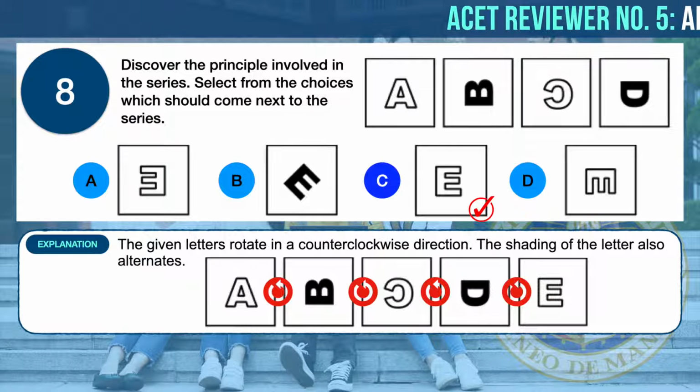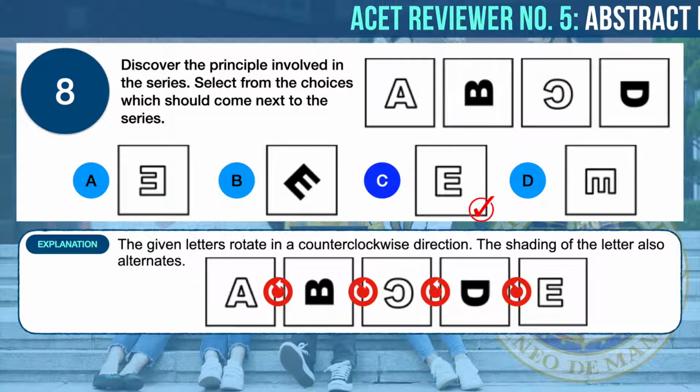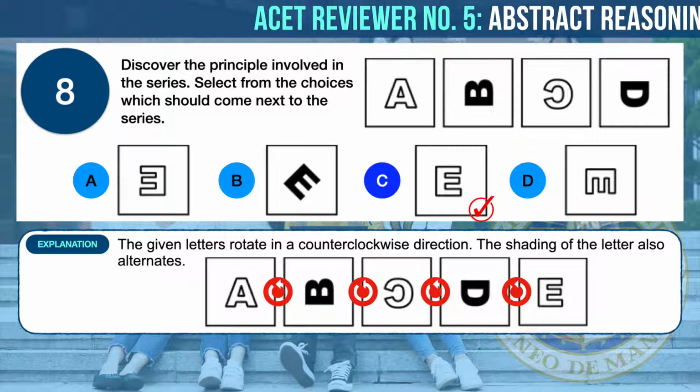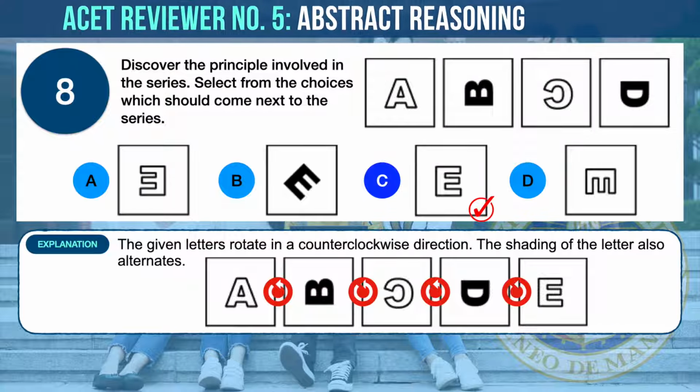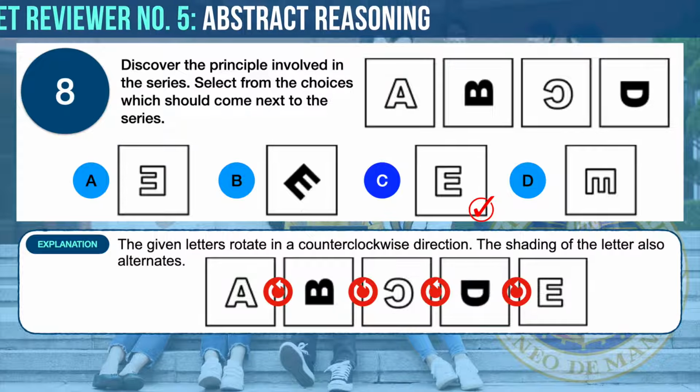The correct answer is C. The given letters rotate 90 degrees in a counterclockwise direction. The next letter should be back in the original position, that is, 0 degrees. The shading of the letter also alternates.